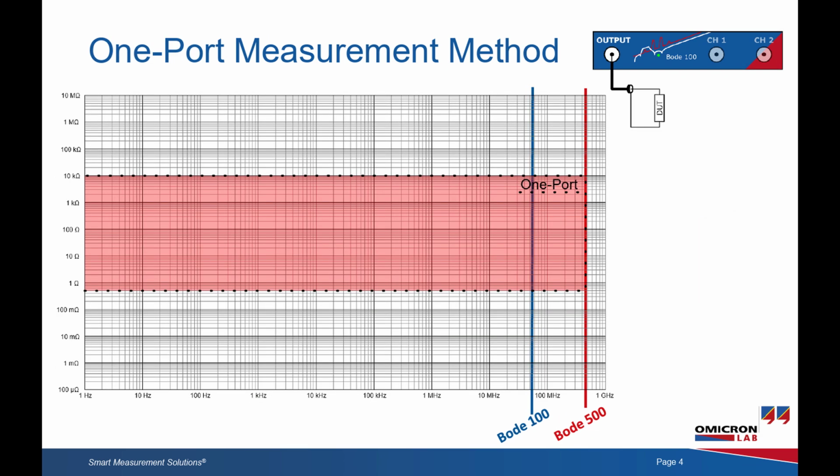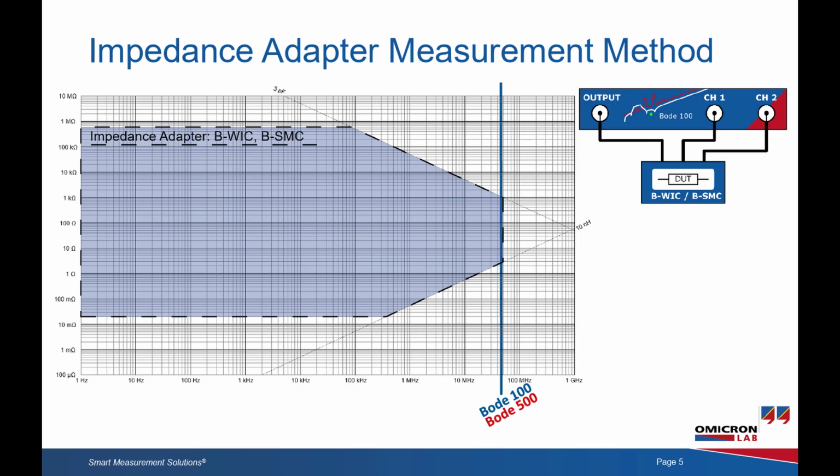The one-port method is a good choice for simple impedance measurements. The recommended measurement range is approximately 500 milliohms to 100 kiloohms. So, if you need a straightforward setup for general purpose impedance measurements, the one-port method is often a very good starting point.